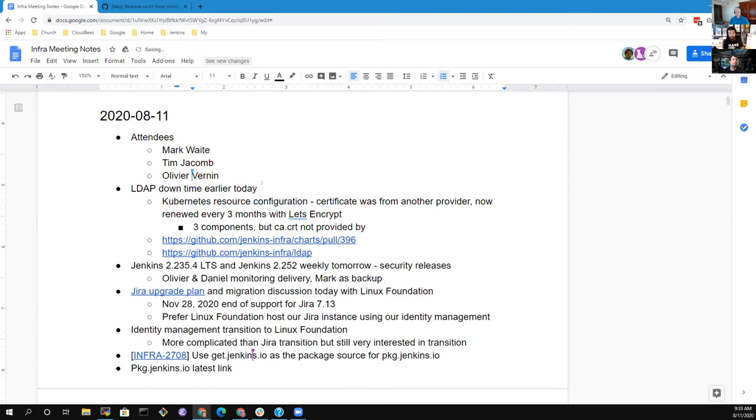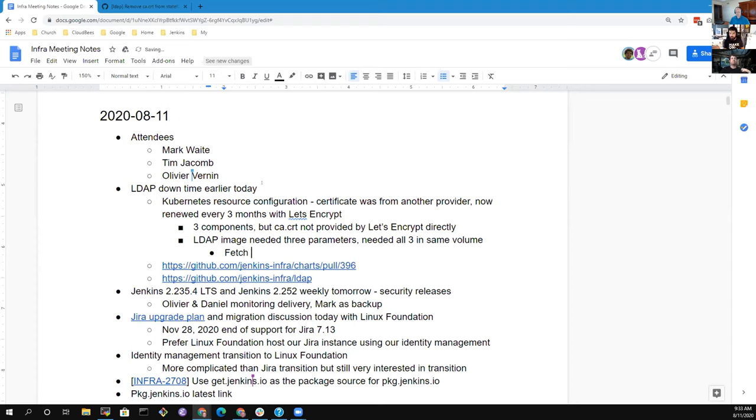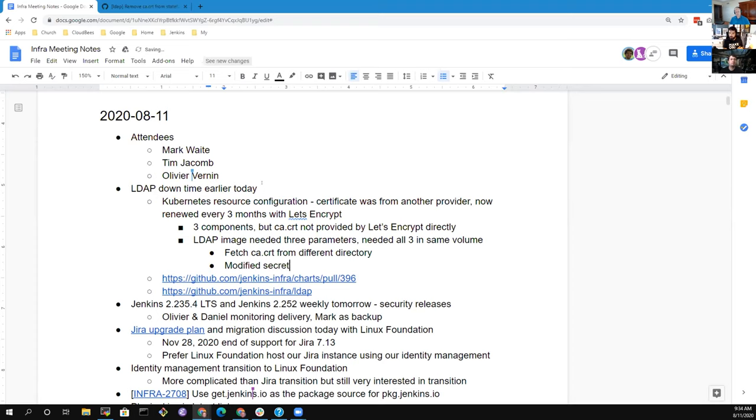Because of the way the LDAP image was designed, we needed to pass those three parameters in the configuration when the container started. And because of how Kubernetes and the way we mount volumes work, we needed to have those three components in the same volume. So what I did is I slightly modified the Docker image to fetch the ca.crt from a different directory, so I didn't need to have the ca.crt from the Kubernetes resource. To go faster, I just manually modified the secret to have that information in the secret on the Kubernetes side as well, even if the container does not use it.